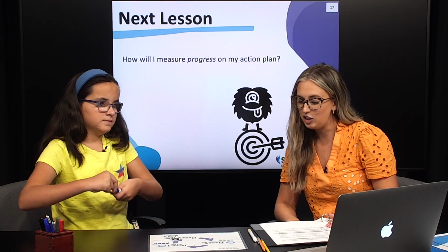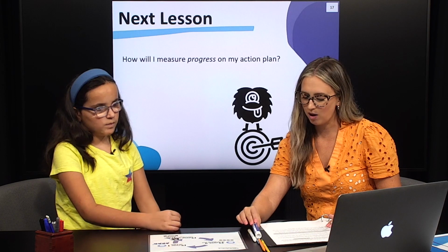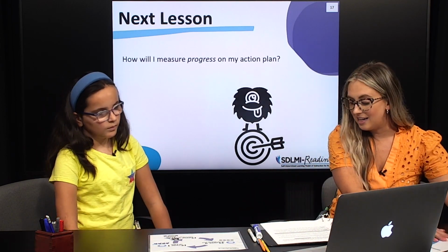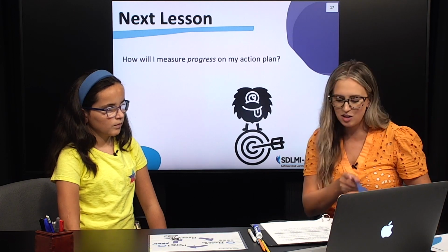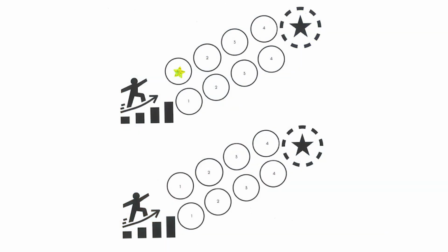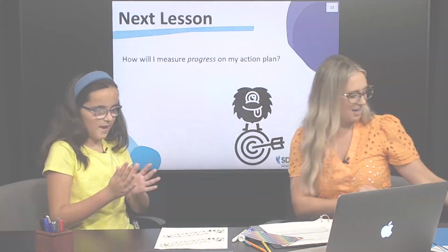Next lesson, you are going to decide how you will measure progress on your action plan. Let's add a sticker to your goal chaser chart for today's lesson. And so your sticker, you can place it right here. It's gonna go right there on that star, and that means you get a prize today. Fantastic job.